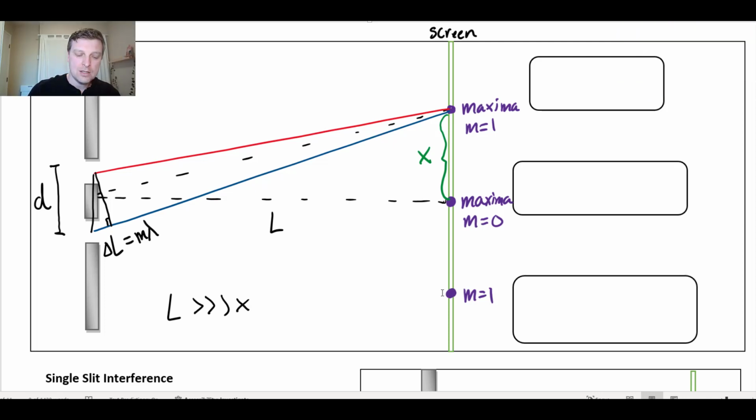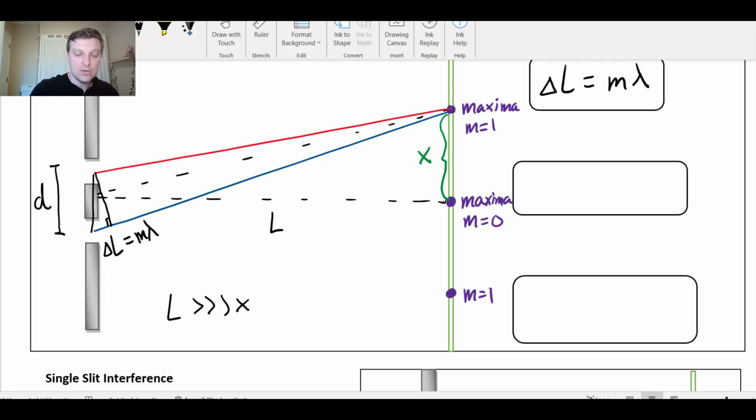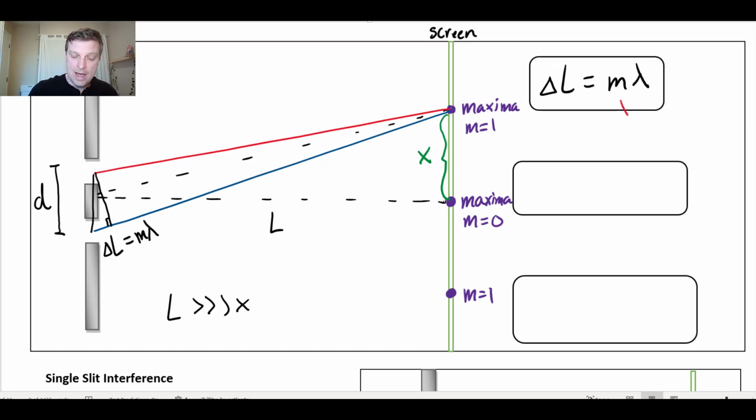So the first thing to make a note of here is that the difference in length between what the waves travel is just some integer number of wavelengths. And this M refers to my maxima, and it has to be an integer.